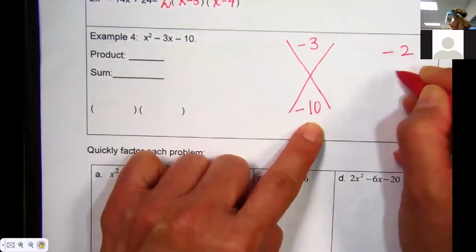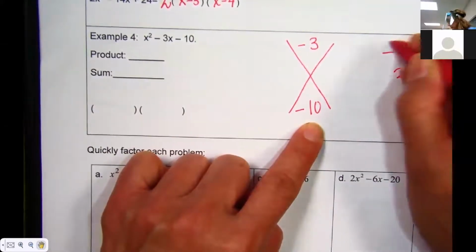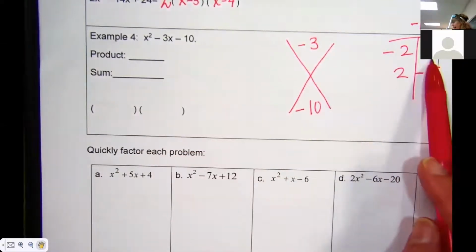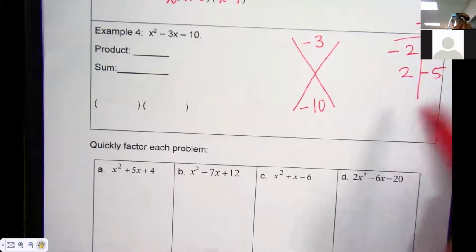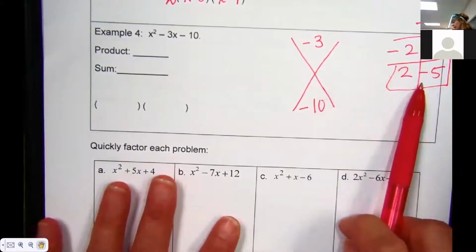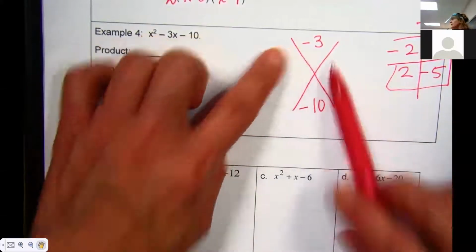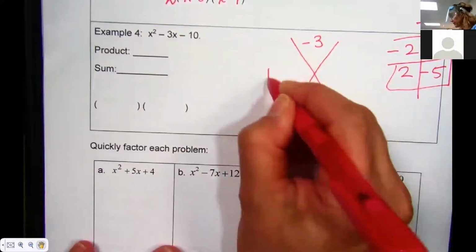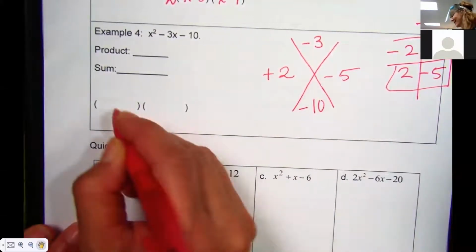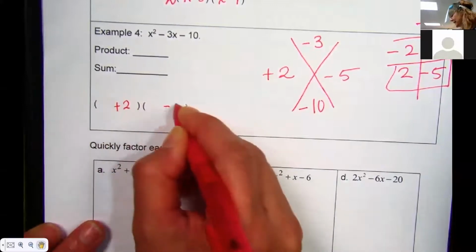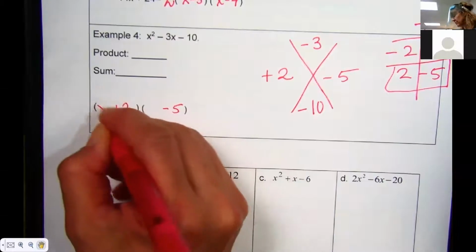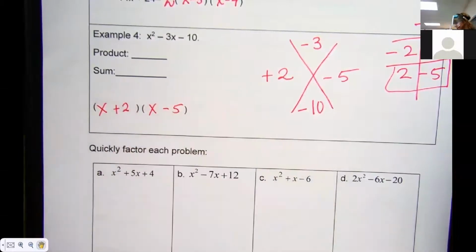So here's my combos right here for a -10. It could either be a -2 and a +5, or a +2 and a -5. This is going to be the correct one because a +2 combined with a -5 combines up to a -3. So we're going to write +2 and then -5. Then y'all, we're just going to recopy this +2 and -5 in the parentheses template. Just drop the x in front. That's it.